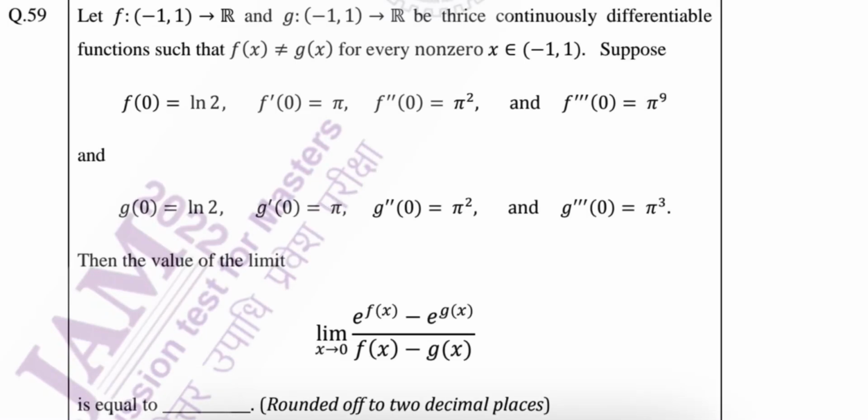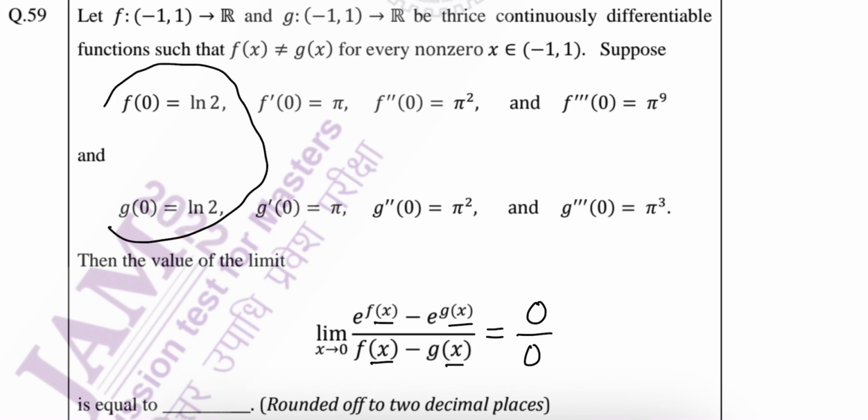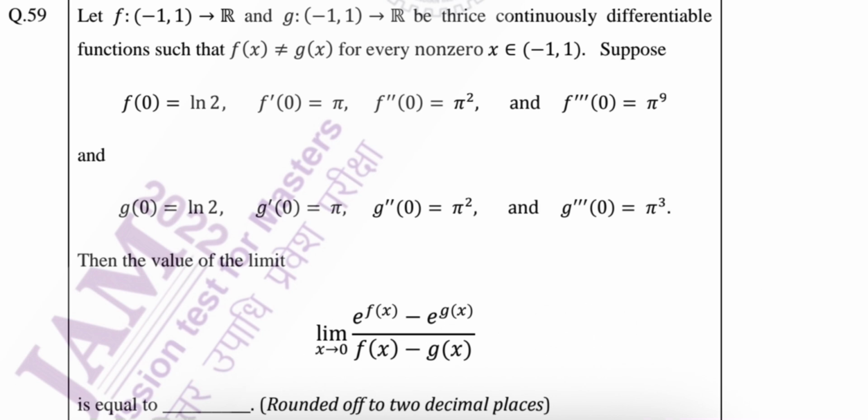Here this limit is of the form 0 by 0, because if you put x equals 0 in these places, then according to these two values, the limit will be of the form 0 by 0. So here, to get the limit, we will be using L'Hospital's rule, and according to that rule, the next step will be the differentiation of the numerator and the denominator.